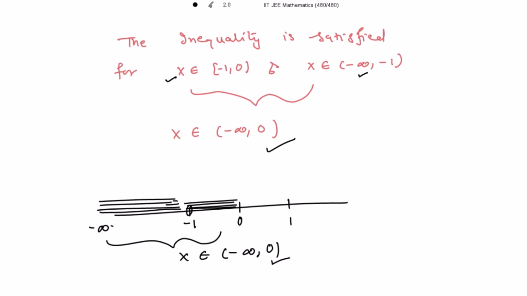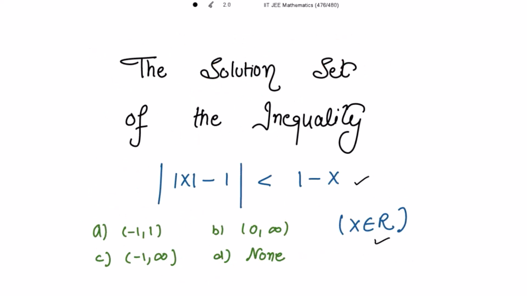Let's check the options. So here none of the options is correct. So marking the option D, because the solution set is from minus infinity to negative 1. Okay, thank you.